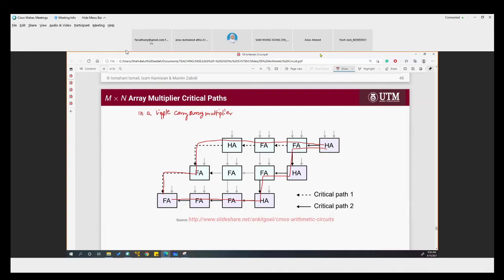Because the carry ripples like this, the delay is going to be long. We need to wait for the lower order adder to produce the carry. You have to wait for the carry from this lower order adder before you can calculate the next bit, the higher order bit. Right?